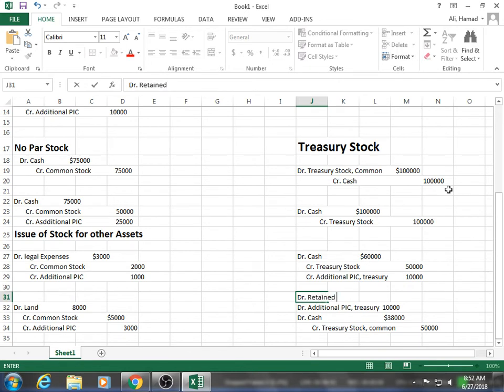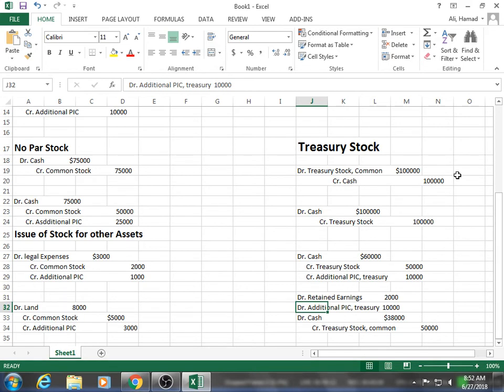Retained earnings for 2,000. All right, now it balances. Okay? This is the accounting for when you sell treasury stock below the cost. Okay.